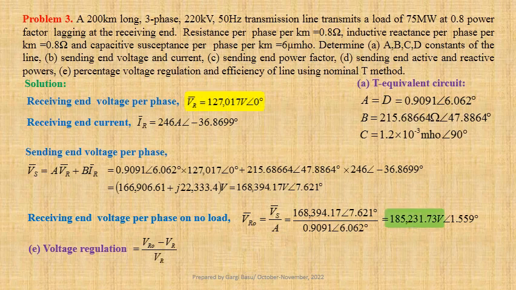Now we shall calculate voltage regulation, that is equal to VRO minus VR divided by VR. Using values we get 185,231.73 minus 127,017 divided by 127,017. That gives us 0.4583 per unit or 45.83%.